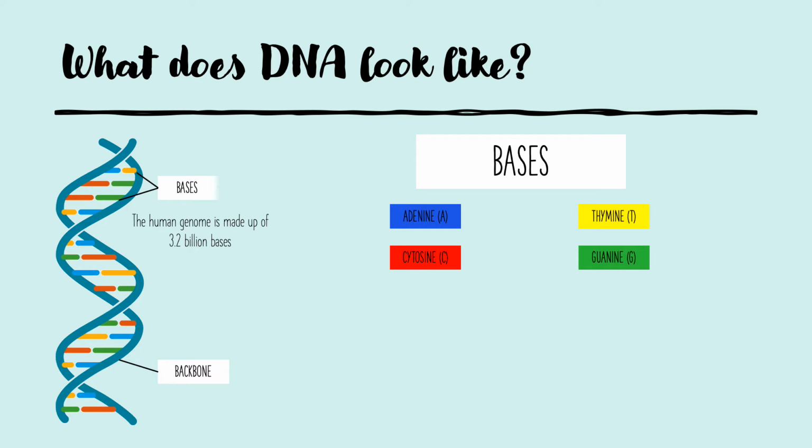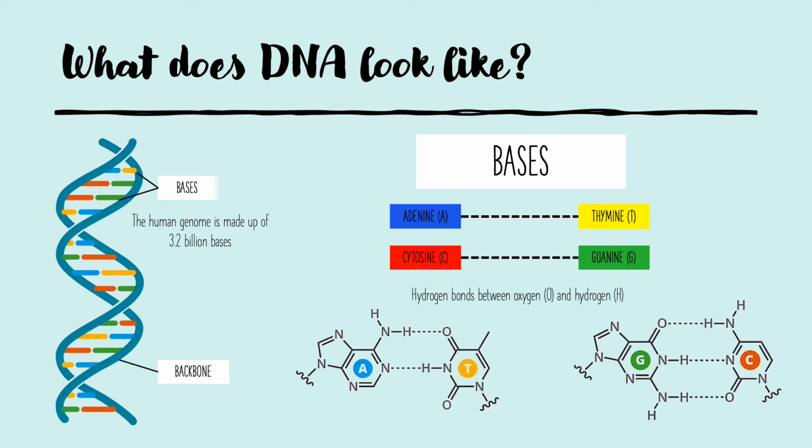But how do these 2 single strands of DNA stay together in the double helix formation? Well, they're connected by hydrogen bonds between the oxygen and hydrogen of each of these bases. This creates a ladder-like structure and causes twisting, giving the DNA its distinctive double helix shape. You can see the bonds here in more detail.